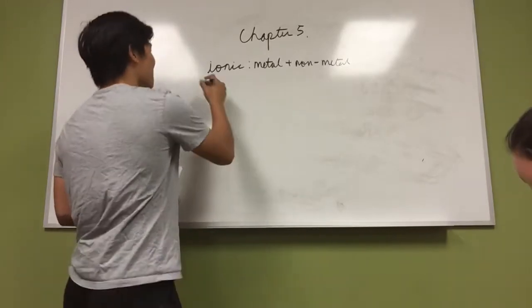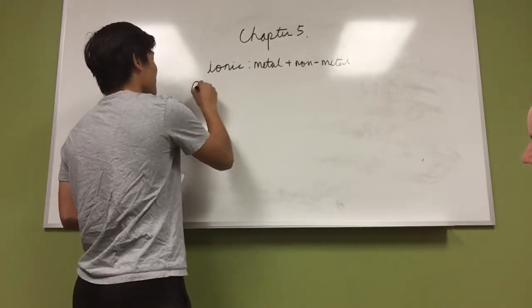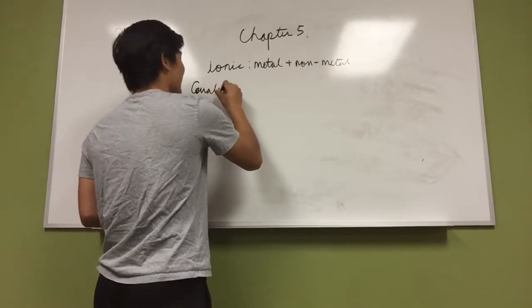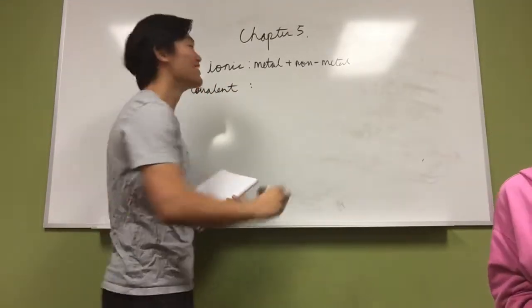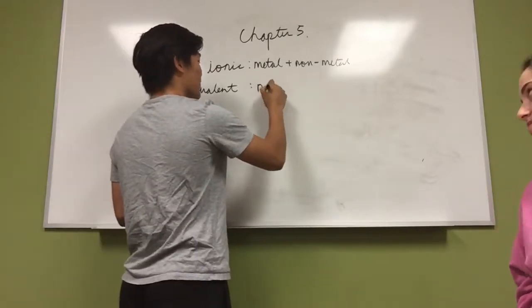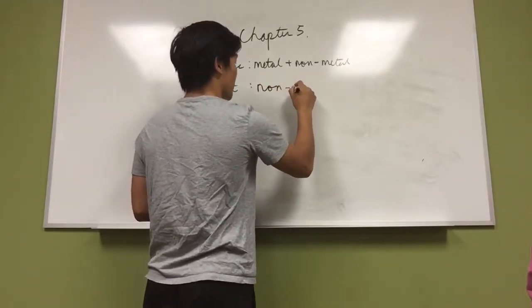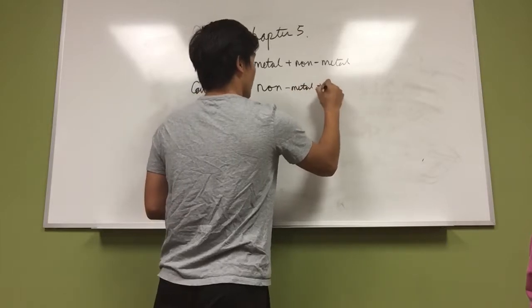Okay? Do you know what a covalent bond is? No, I don't. You know what it is. Okay, whatever. A covalent bond is a bond that occurs between non-metal and non-metal.